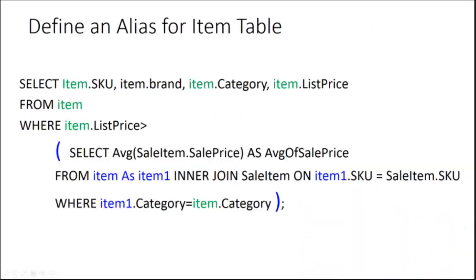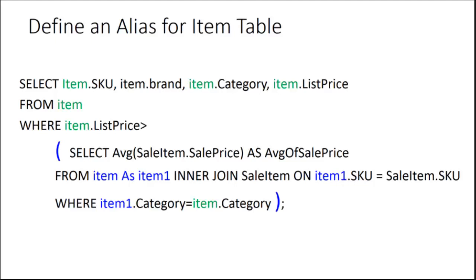For this query, we start with a simple query. Select the item SKU, brand, category, and list price from the item table, just one table, where the list price is greater than a number. And that number is returned through a subquery, which calculates the average sale price, the average of sale price given a name, from item as item1. So here we are using the alias.